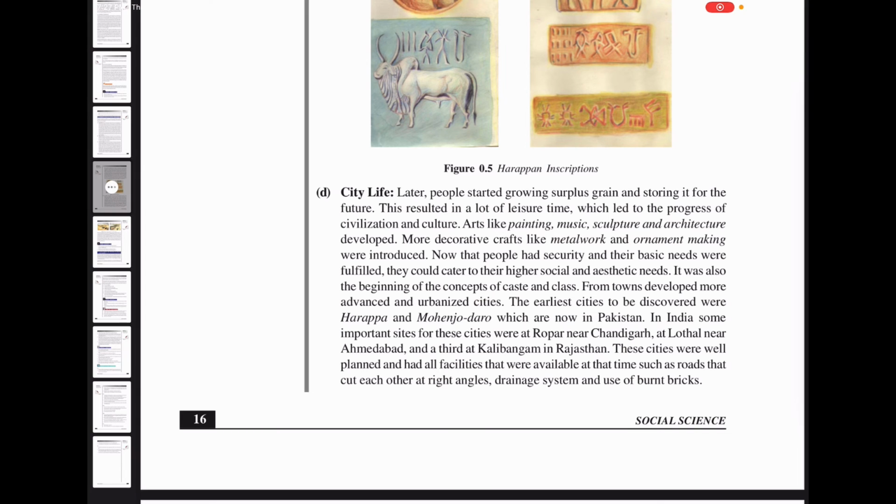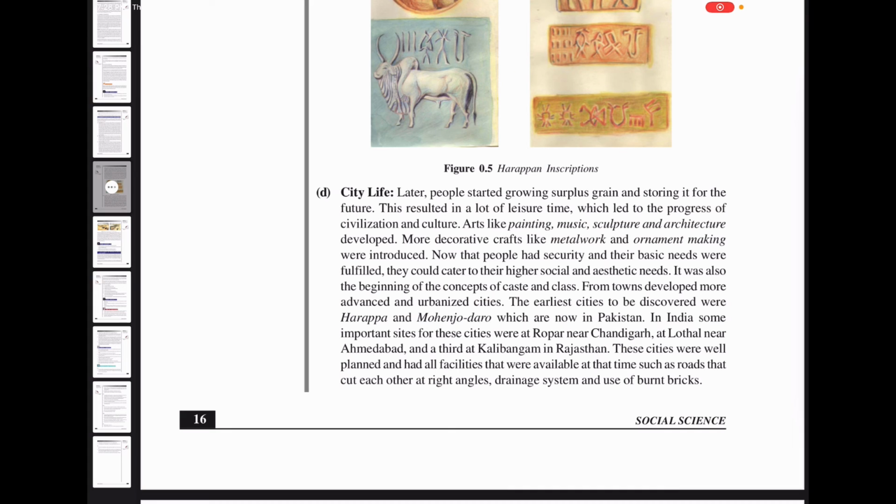Now that people had security and their basic need was fulfilled, they could cater to their higher social and aesthetic need. It was also the beginning of the concepts of caste and class. From towns developed more advanced and urbanized cities.